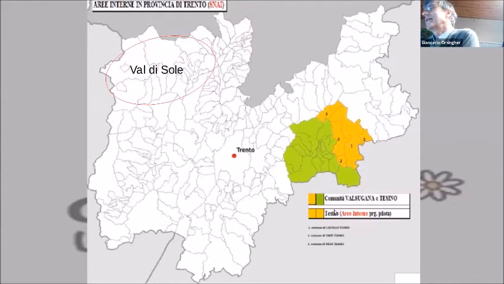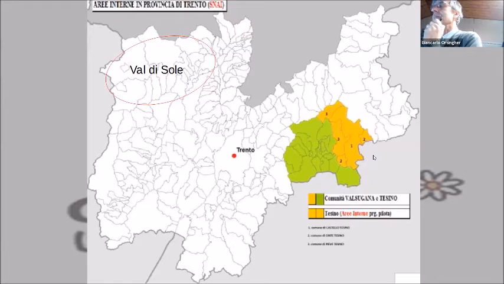Our area, the pilot project Tesino area, the yellow part of the map, is composed of three very little municipalities that altogether sum to 2,200 people. This is the smallest inner area in Italy. Together with the core area of the project, there are another 15 municipalities, a little bit bigger, close to this area, that altogether compose the Comunità Valsugana e Tesino.